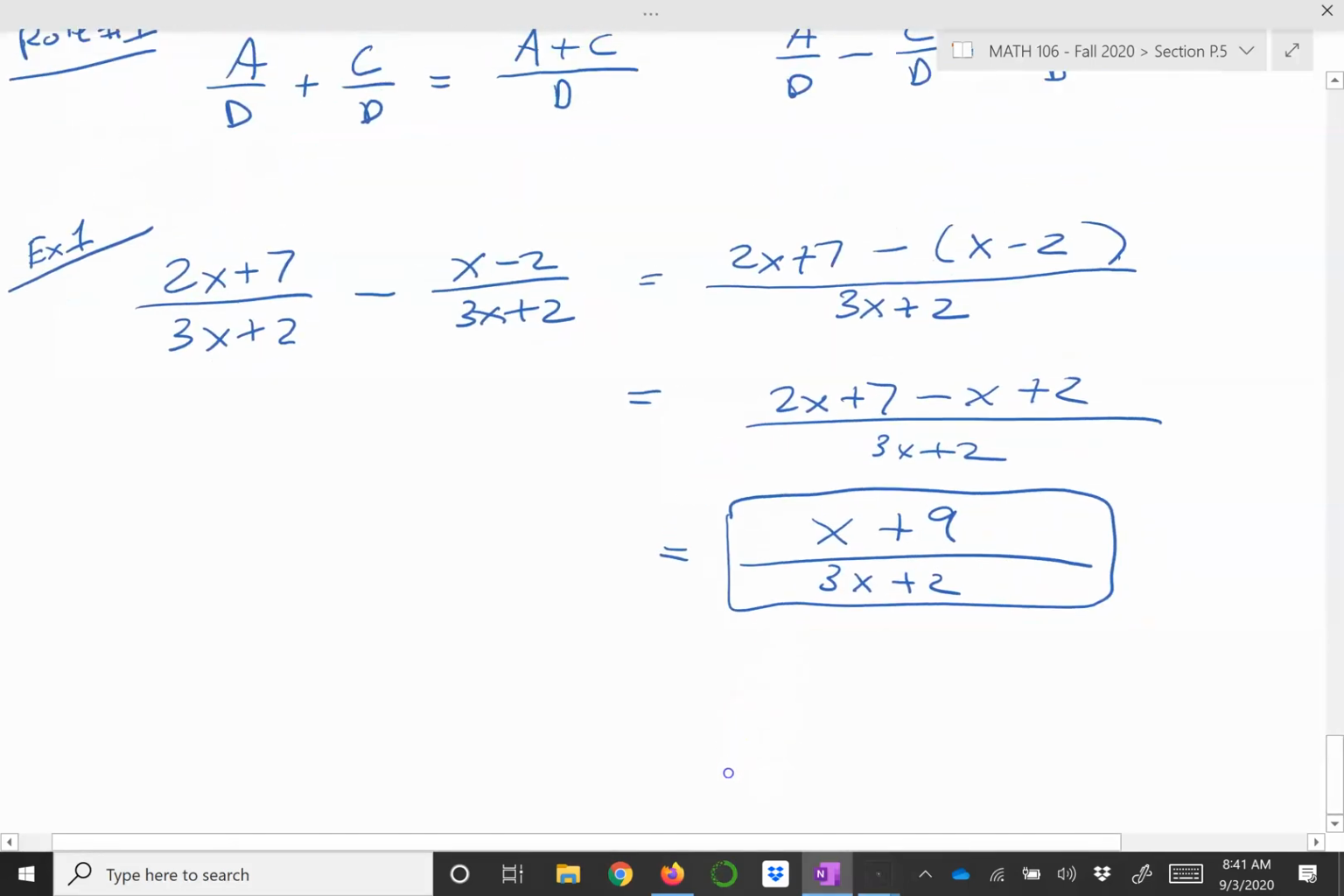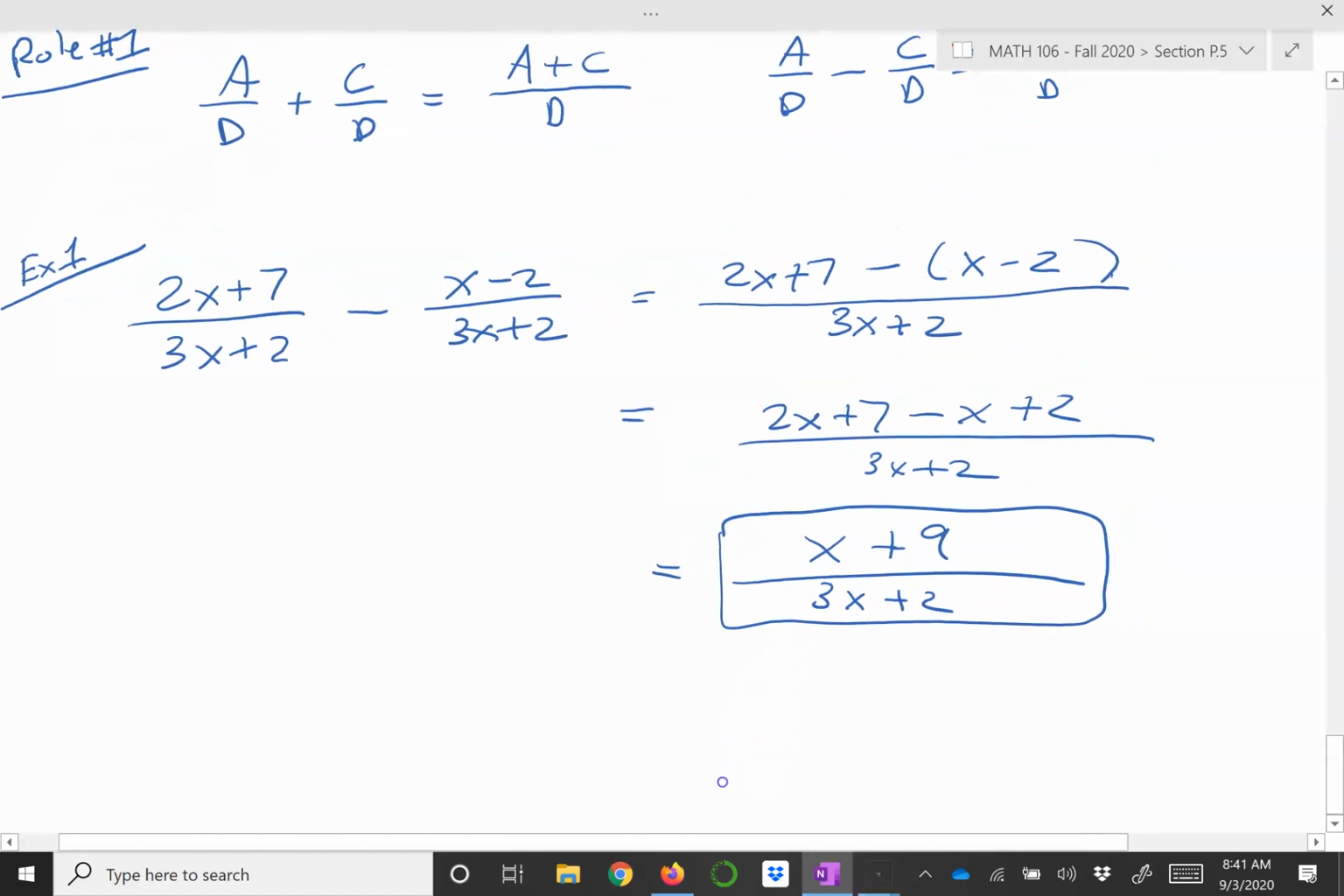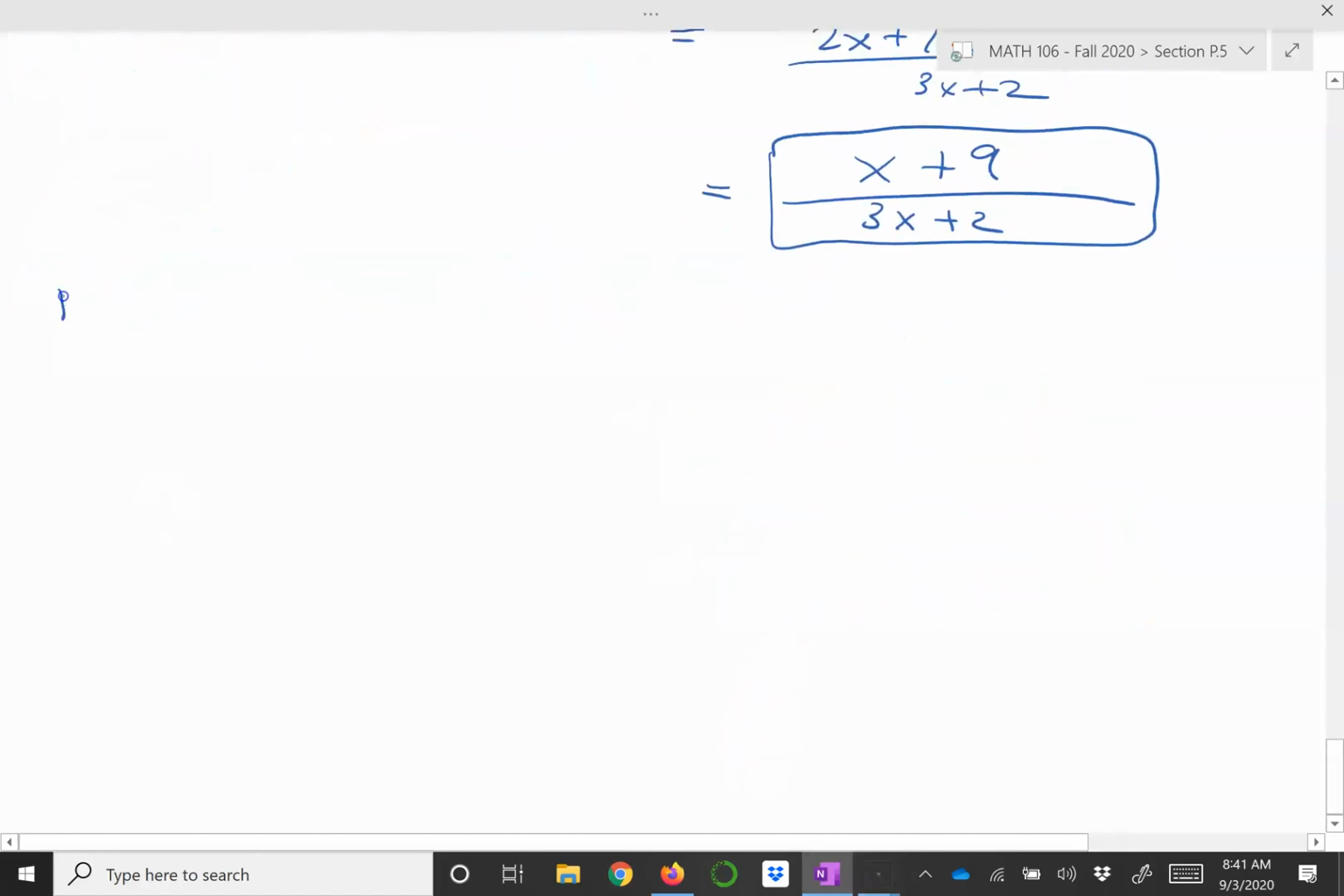Now, here's an example. Is everyone okay with that? It's pretty straightforward, I hope. Example 2. Now, this one's a little funky.